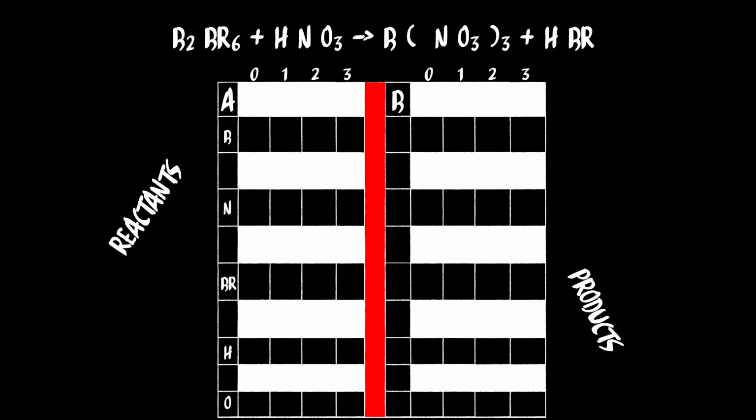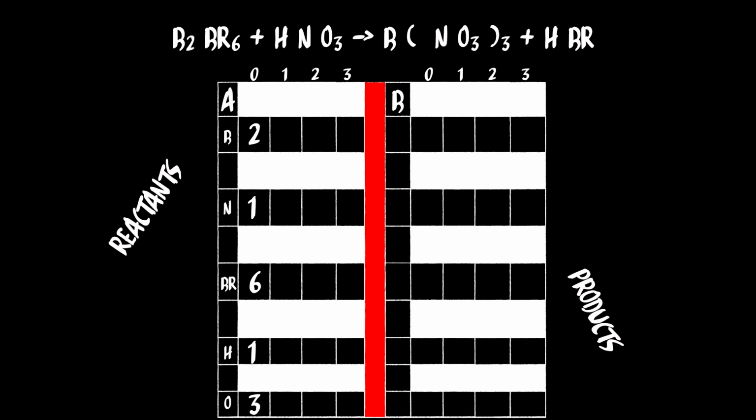Directly adjacent to that, under the column of 0, we are going to list the initial amount of the elements present in the reactants. So for B, or boron, we have 2 molecules of boron, 1 molecule of nitrogen, 6 molecules of bromine, 1 molecule of hydrogen, and 3 molecules of oxygen.